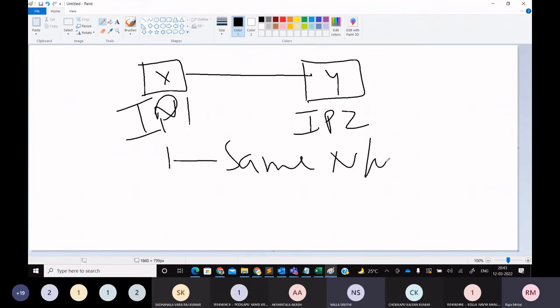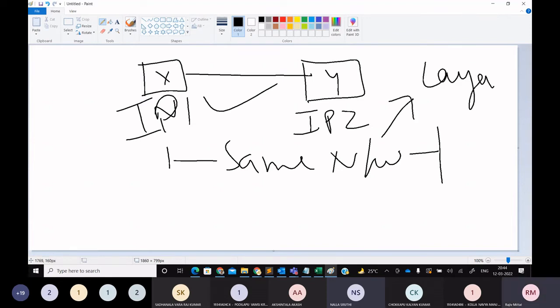Same network means their network ID will be the same, which we have just found out, right? All those examples we have done were to identify your network address. So if the network address is the same and both the IPs belong to the same network, they will communicate. And this type of communication is called layer 2 communication, in the same network.